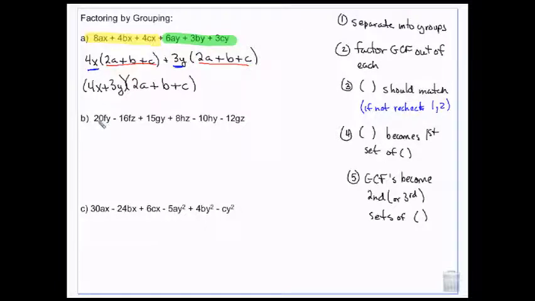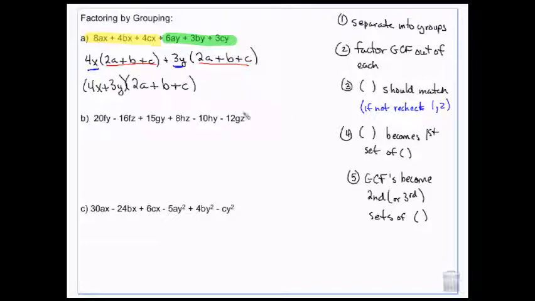So I have 20fy, 16fz, 15gy, 18hz, 10hy, and 12gz. So I have yz, yz, yz. I can put all my y's together and all my z's together. Or these both have f's, this one and this one have g's, and these two have h's. So I could group into 3 groups by f, g, and h. So do you want 2 groups based on y's and z's or 3 groups based on f's, g's, and h's?